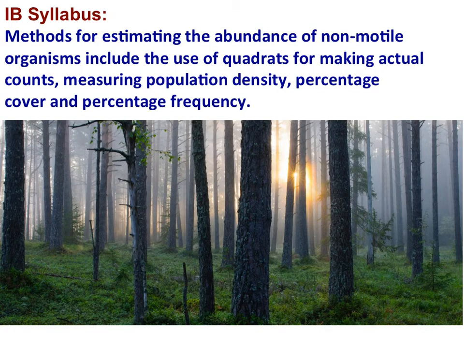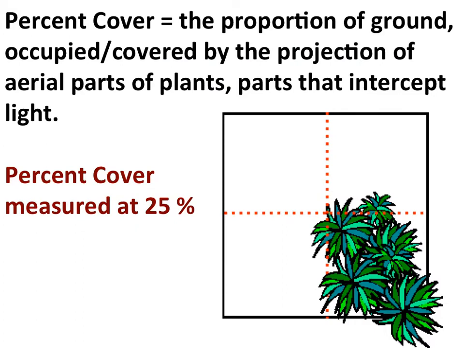Random quadrats in a structurally complex system could provide counts of individuals, 1, 2, 3, 4 of species A, and 1, 2, 3 of species B. Now, instead of counts, percent cover could be the measured variable. Percent cover is the proportion of ground occupied or covered by the projection of aerial parts of plants, parts that would intercept light. In this example, percent cover of the quadrat, percent cover of the plants being sampled, is 25%.